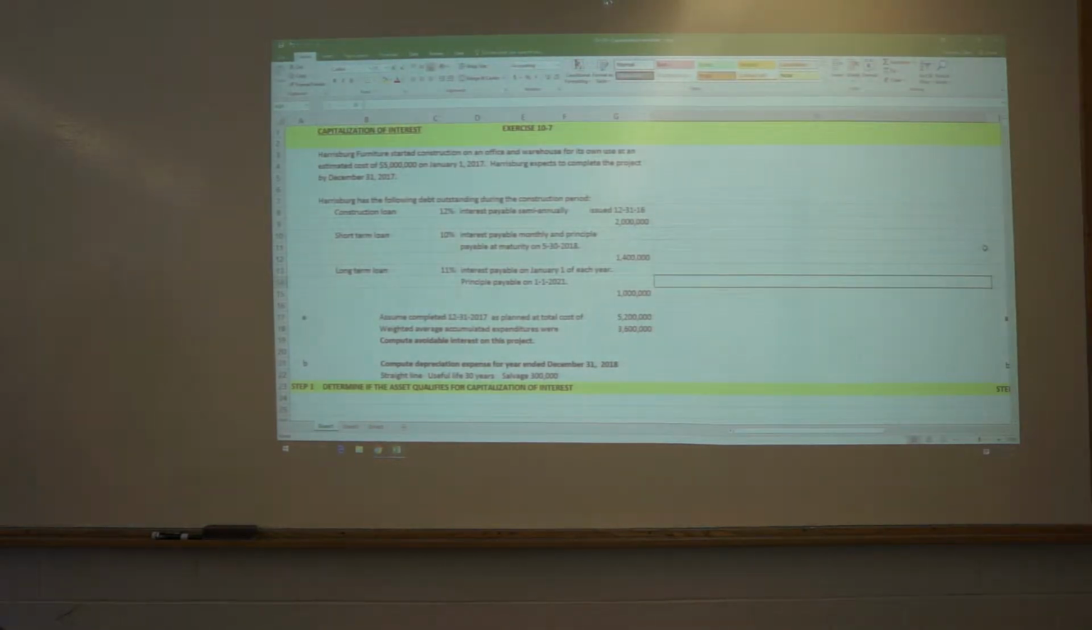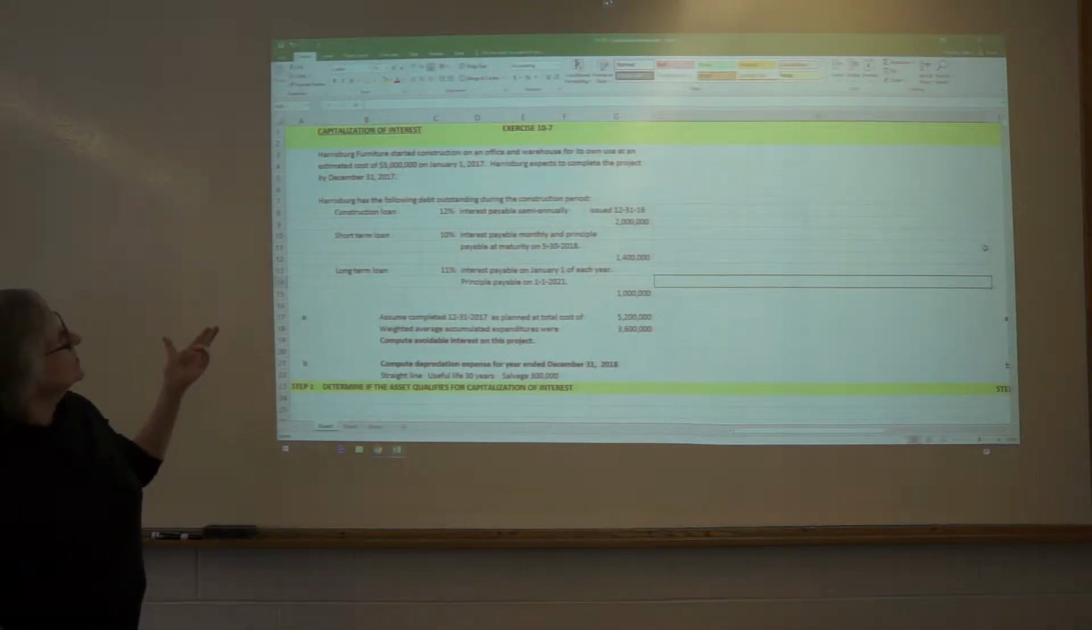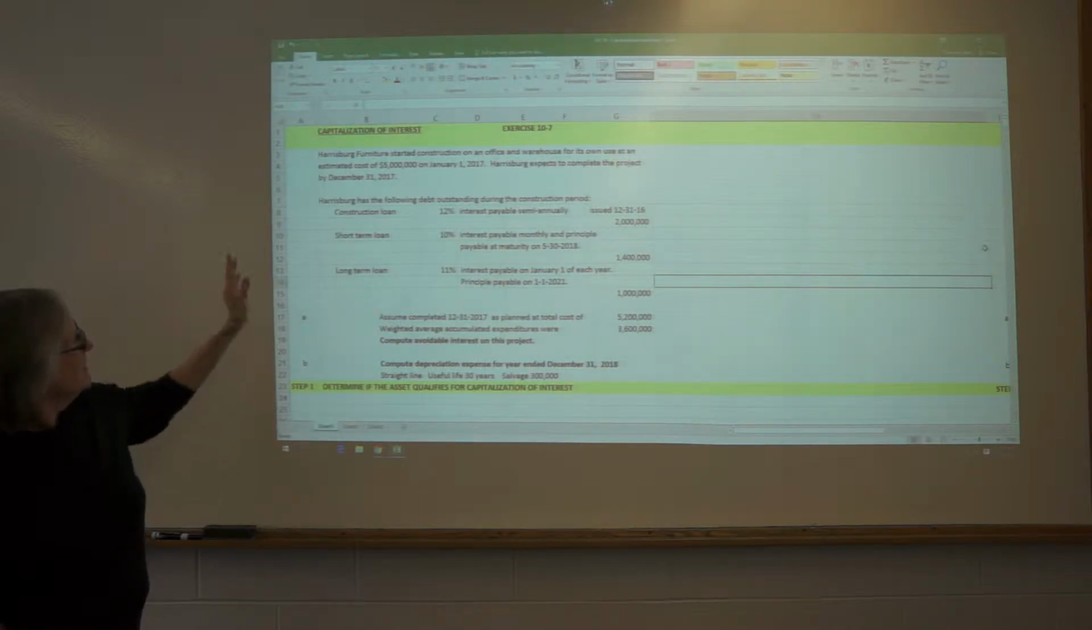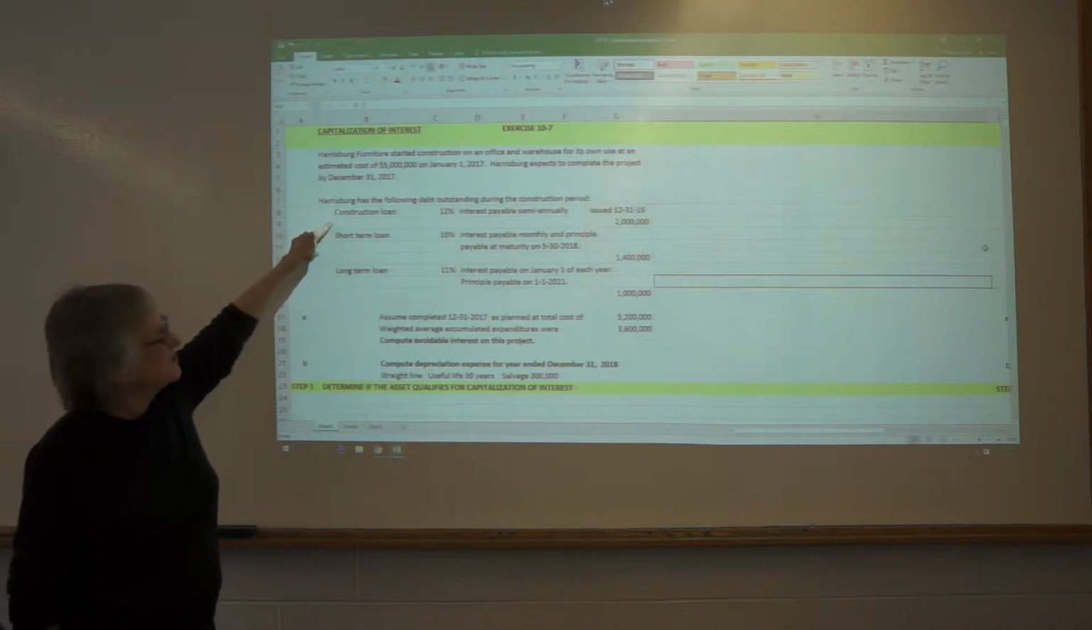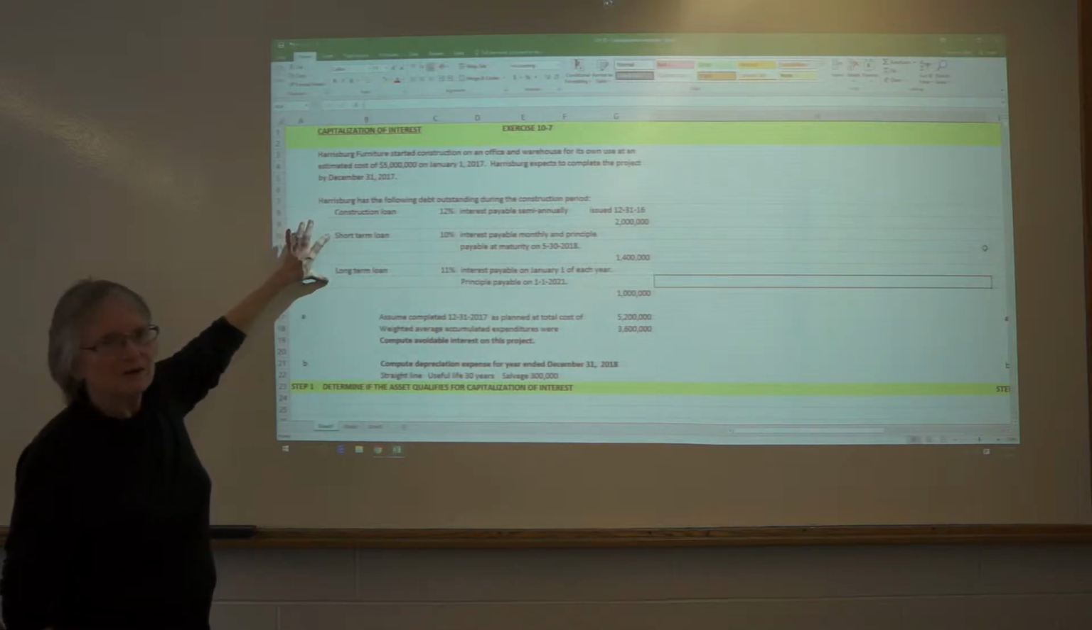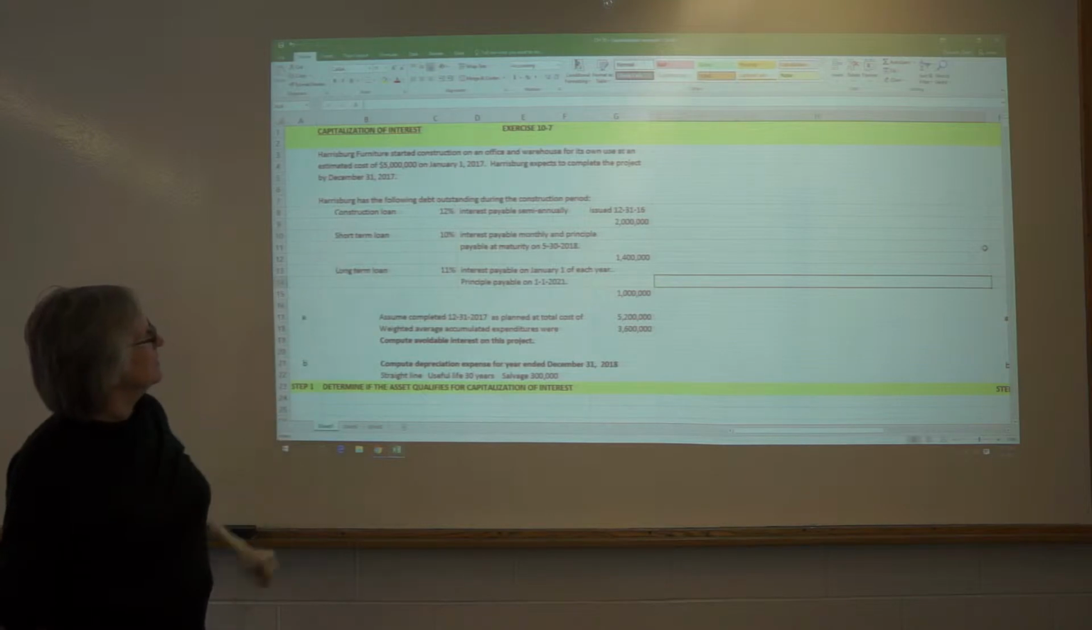So here's the Harrisburg Furniture. They started construction, office and warehouse for their own use. Cost of $5 million on January 1, 17, and it's done December 31st. So that's pretty easy. They have the following debt outstanding. They've got a specific construction loan for the project, plus they have these other loans outstanding. And you note they're at different interest rates and different amounts.